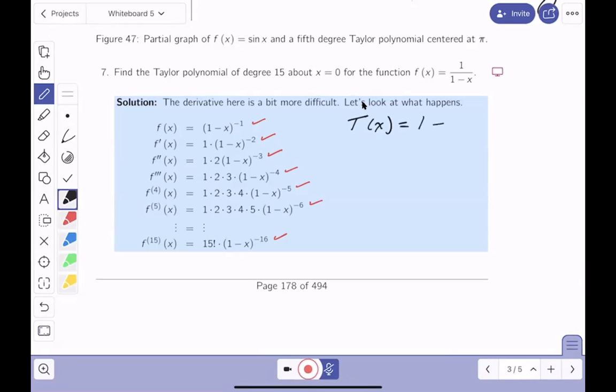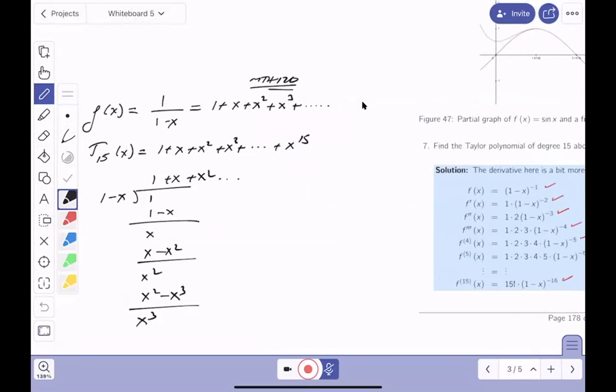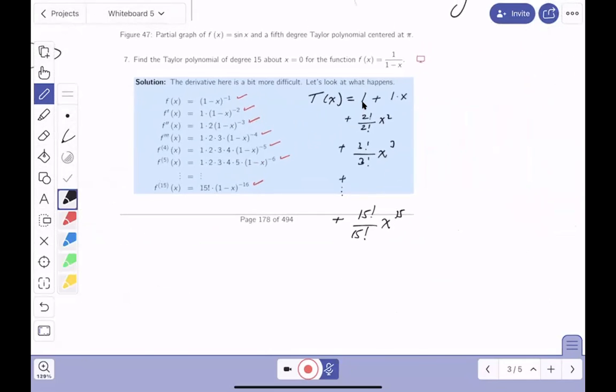1 plus 1 factorial over 1 factorial times x plus 2 factorial over 2 factorial x squared plus 3 factorial over 3 factorial x cubed plus yada, yada, yada. I think you get the idea. 15 factorial over 15 factorial, x to the 15. All right. So I know that T15, and T15 is this business over here. And no matter how I do it. All right, let's go to the next page.